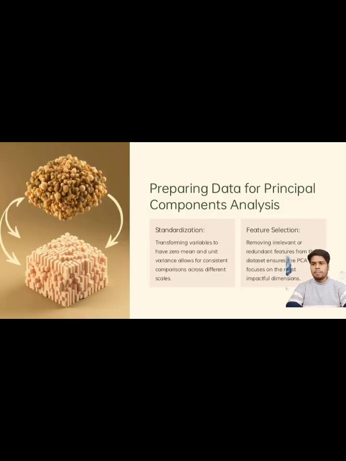So, preparing data for principal component analysis involves standardization and feature selection. First, transforming variables to have zero mean and unit variance allows consistent comparison across different scales. And the second is feature selection: removing irrelevant or redundant features from the dataset ensures the PCA focuses on the most impactful dimensions.